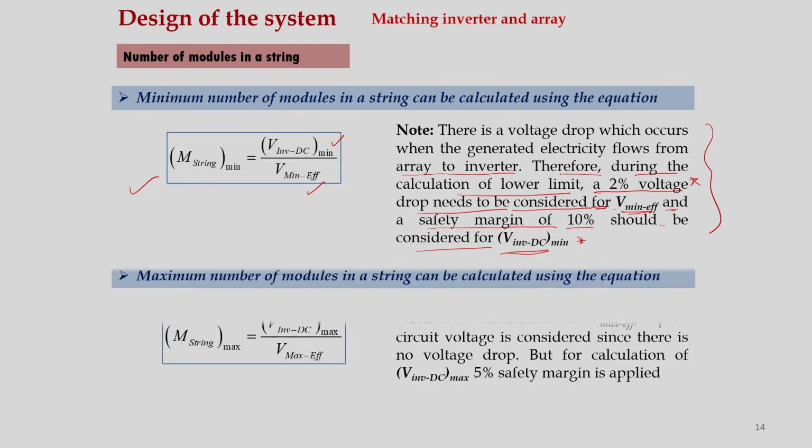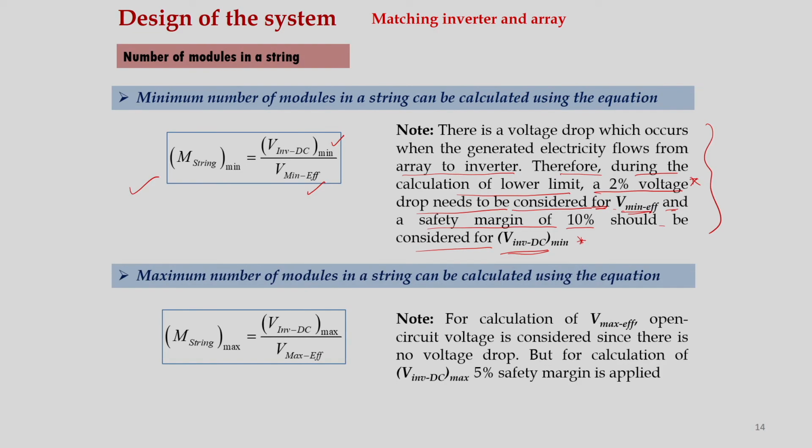So we are also interested to know the maximum number of modules in a string. Okay. So in order to find out the maximum number of modules in a string, we need to rely on this V inverter DC max. So, here it was minimum and it was maximum, because MPPT variation will be there, minimum to maximum, that voltage we need to use. And this V max effective, what already we have discussed, can be used to calculate this maximum number of modules in a string.